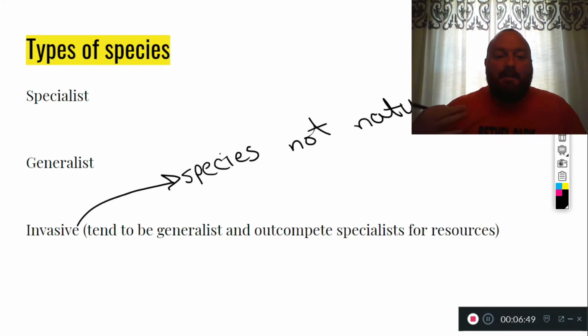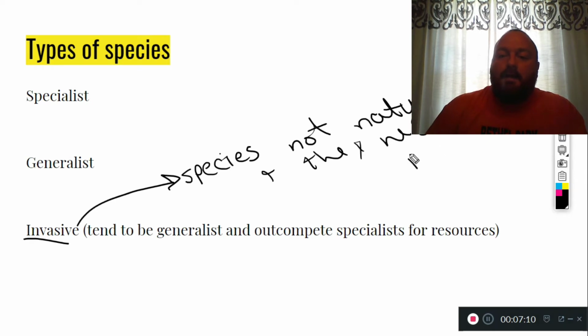So a lot of times they'll call them alien species. Alien species are one thing because they're not naturally found there. When they start to cause harm, then we start labeling them as invasives. So they're not normally found in an ecosystem, and they negatively affect natural species or indigenous species.